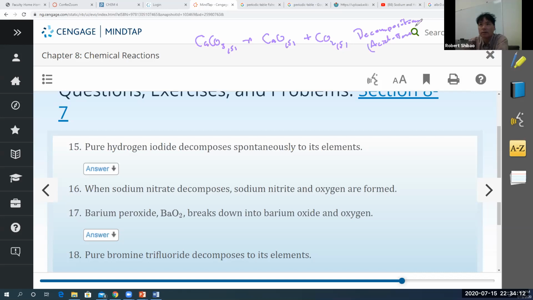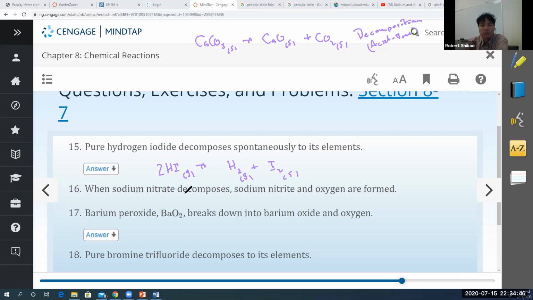We'll learn how to recognize that later. And so decomposition isn't exclusively to something like this. Hydrogen iodide is HI. Pure hydrogen iodide decomposes spontaneously into its elements. If it decomposes into its elements, it's going to decompose into hydrogen and iodine. But it's not balanced, but if we throw 2 in front of there, then it'll be balanced. HI is normally a gas, and H2 is a gas. I2 is normally a solid. That's what we got there.